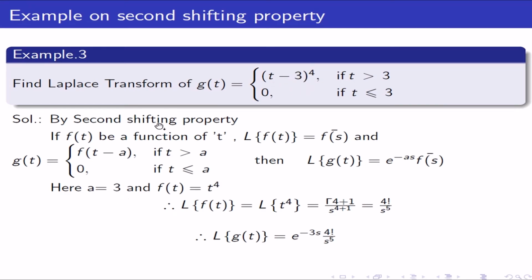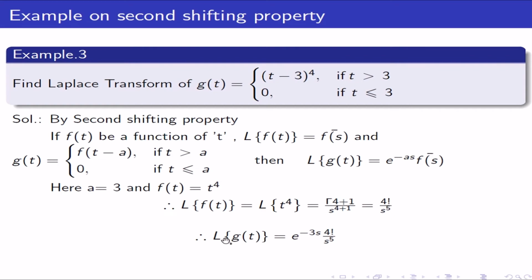By the second shifting property, we have defined g of t equal to f of t minus a. Hence here f of t minus a is nothing but t minus 3 raised to 4. Therefore f of t is equal to t raised to 4. Let us find the Laplace transform of t raised to 4. The Laplace transform of f of t is equal to the Laplace transform of t raised to 4, which is gamma 4 plus 1 upon s raised to 4 plus 1, and this is 4 factorial upon s raised to 5.